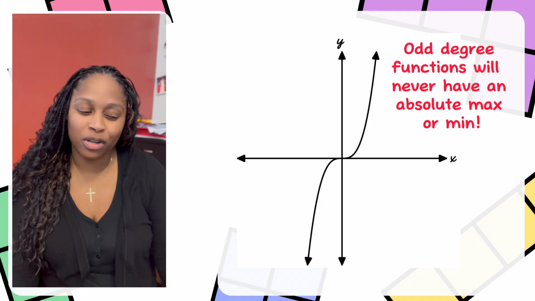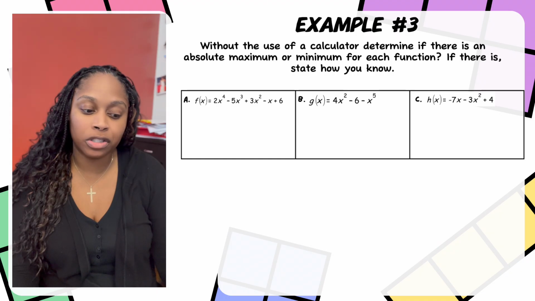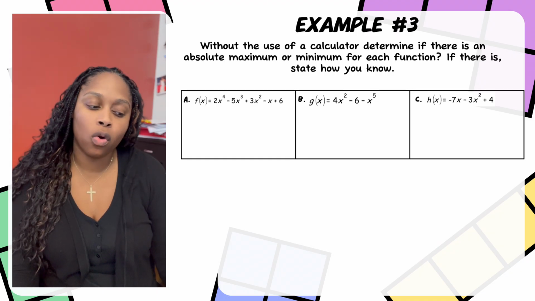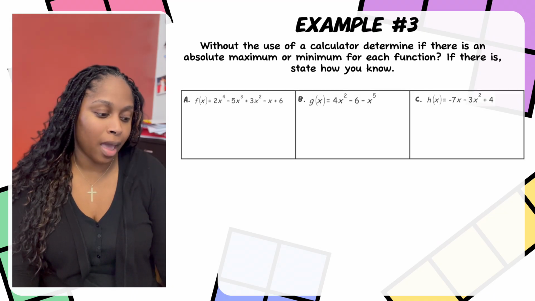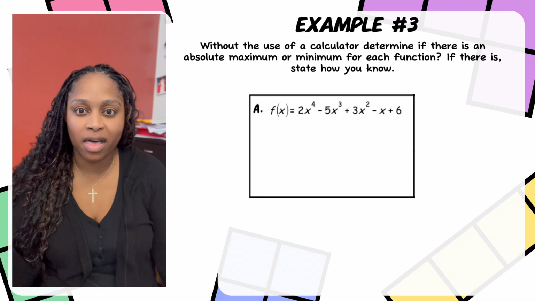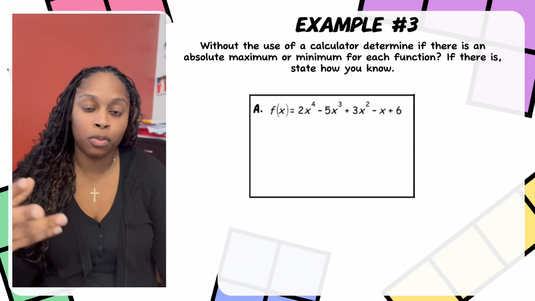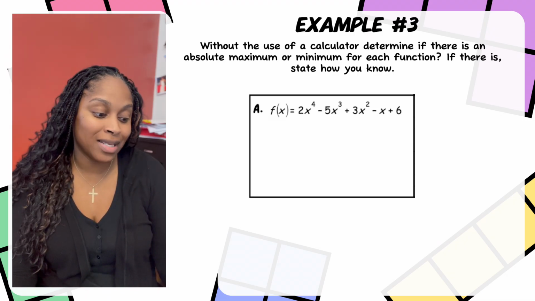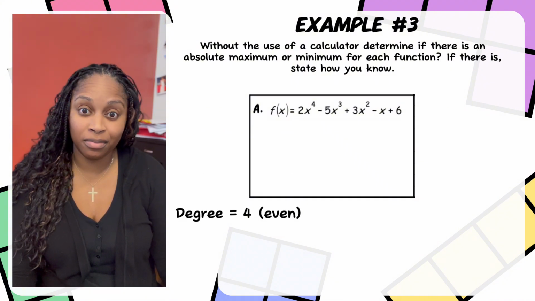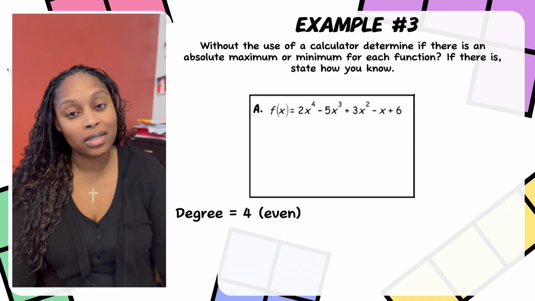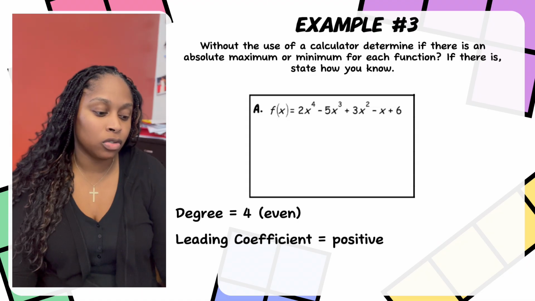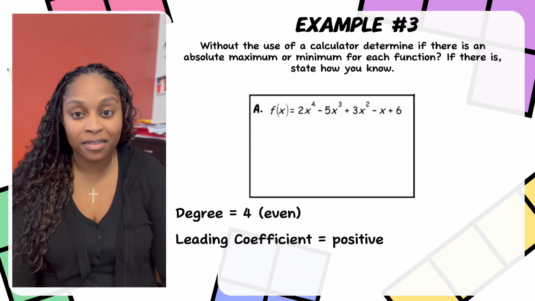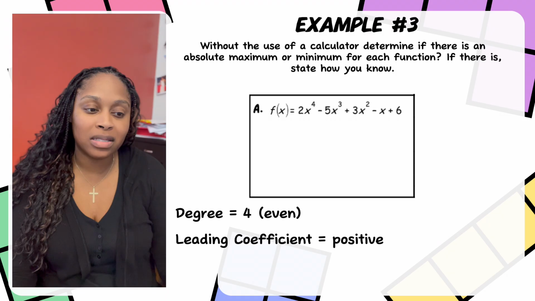So now let's get into example number 3. Without the use of a calculator, determine if there's an absolute max or min for each function. If there is, state how you know. So for part A, we have f of x equals all of that. The first thing I'm going to check for is to see if my polynomial is in standard form. So this function is in standard form, which means my degree is 4. So my degree is even. So I know that there's going to be an absolute max or min. Now, looking at my leading coefficient, I see that it is positive.